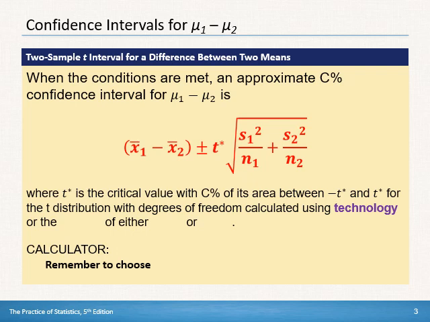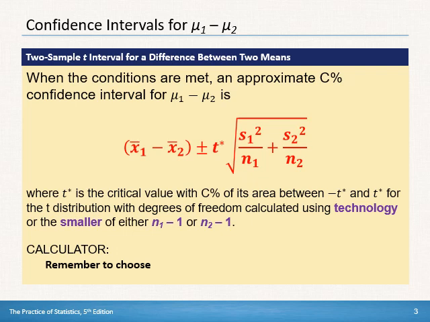So in order to get your degrees of freedom, you would just do the whole test in your calculator, and when it gives you your confidence interval, it will also tell you the degrees of freedom, and then you would record that down on your piece of paper. The other option would be to use the smaller of either n sub 1 minus 1 or n sub 2 minus 1. So the sample size minus 1, whichever is smaller.